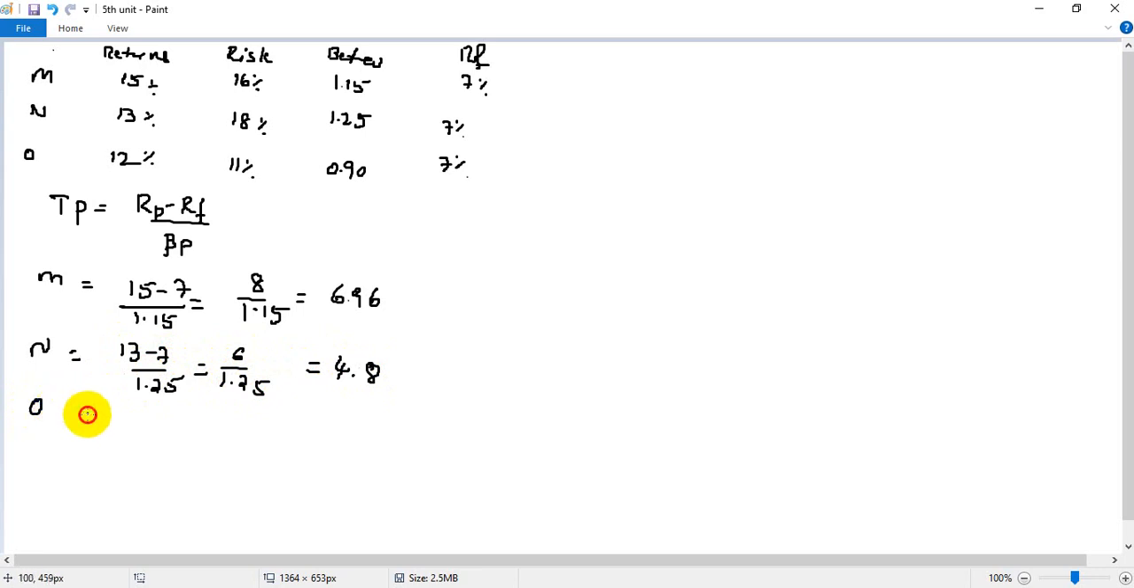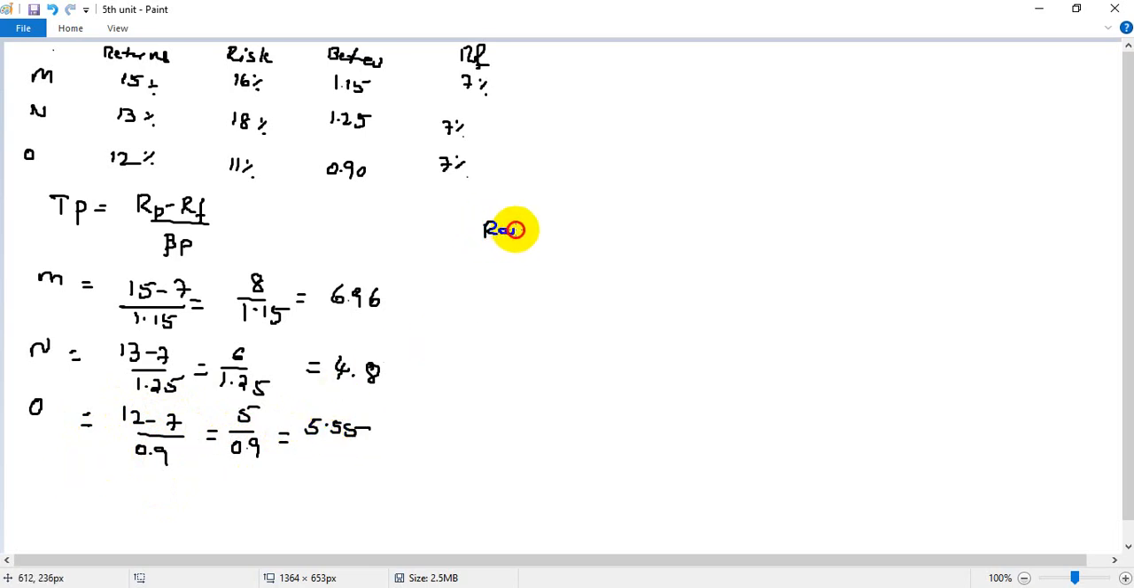For O it is 12 minus 7 divided by 0.9. It will come to 5 divided by 0.9, that will be 5.55. So you need to rank them now.